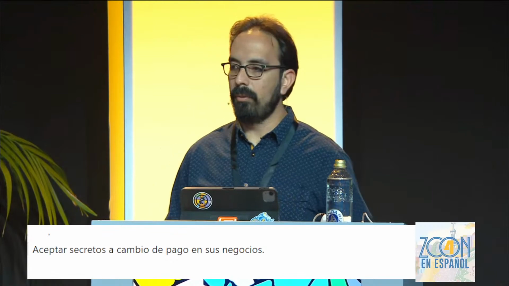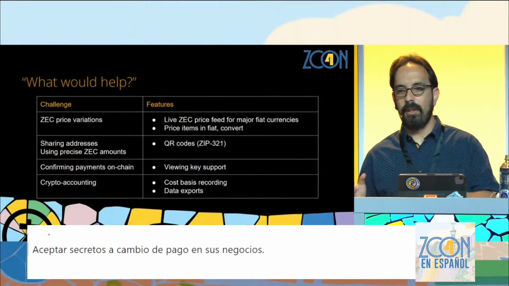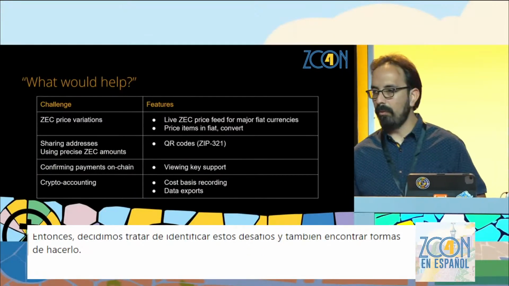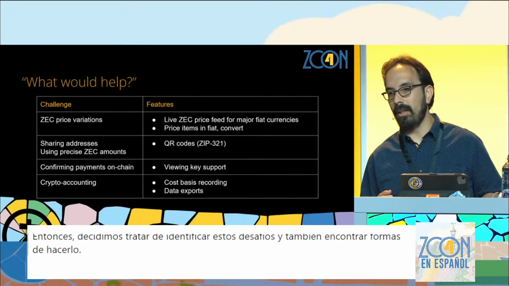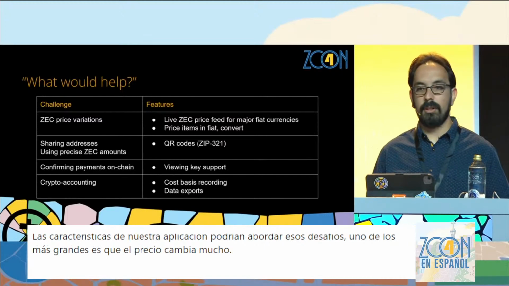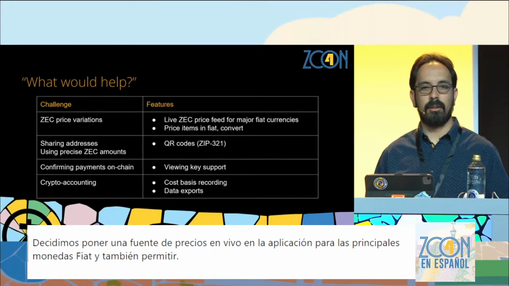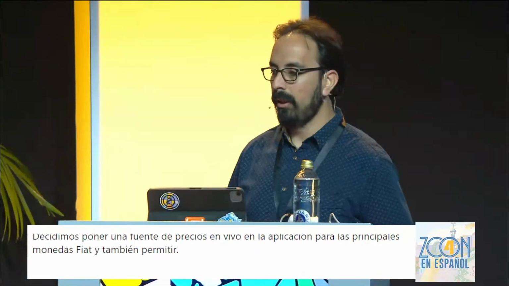So we decided to try to identify these challenges and also find ways that the features of our app could address those challenges. One of the big ones is that the ZEC price changes. So we decided to put a live price feed in the app for major fiat currencies, and also to allow the vendors to price their items in their local fiat and have our app handle the conversion.